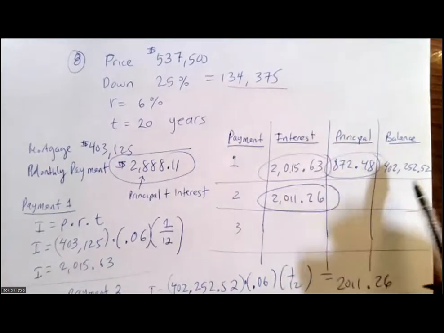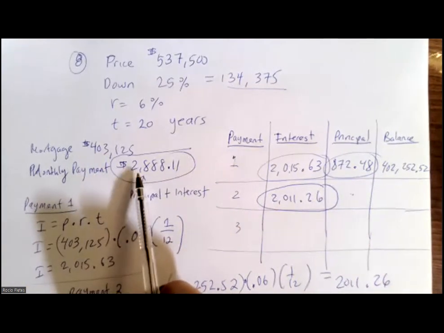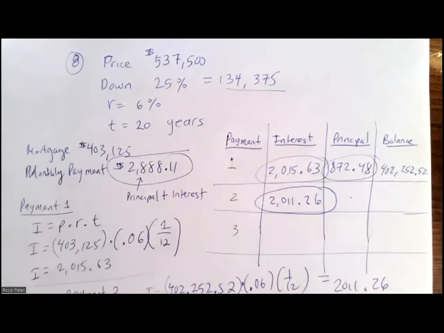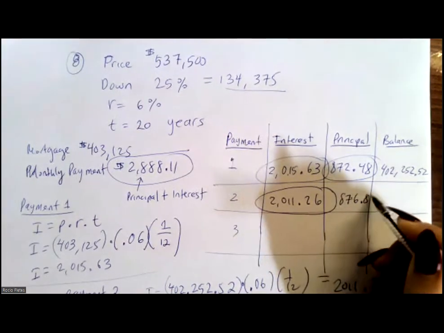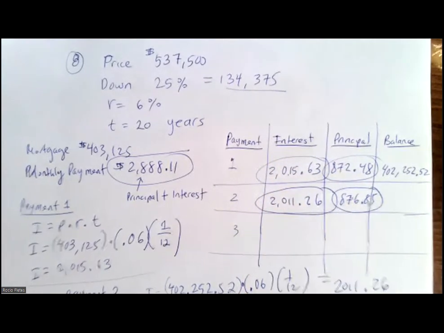And now to get the principal, you're going to take the same monthly payment minus the interest, which gives me 876.85. And notice that the principal went up, what we applied to the principal.